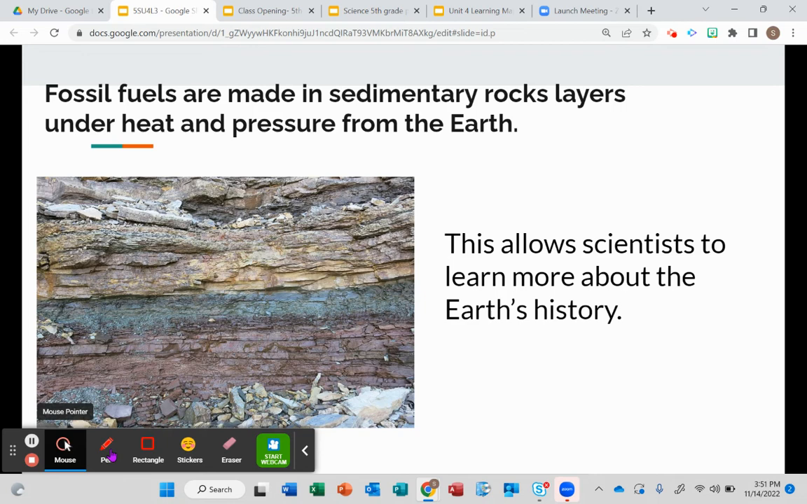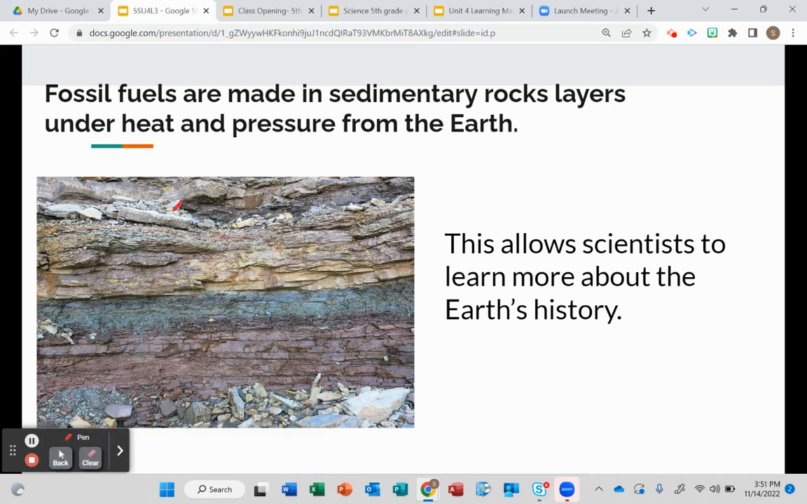Now, one thing that's really cool about fossil fuels is that they are made in sedimentary rock. That means layers and layers, right? The thing about sedimentary rocks is we'll see distinct layers. Over here, you'll see different layers and different colors on our rocks. It's a key characteristic of sedimentary rocks. So fossil fuels are made within sedimentary rock layers under heat and pressure from the earth.